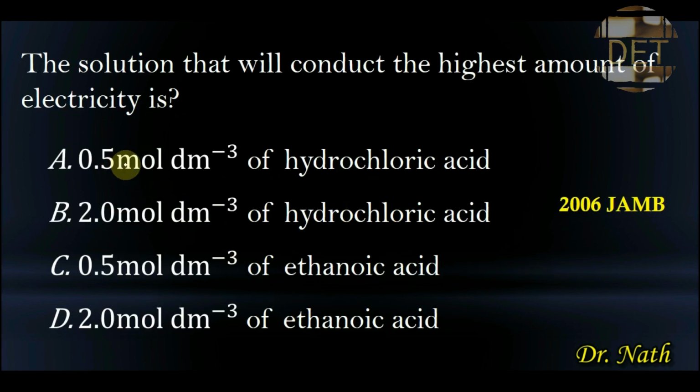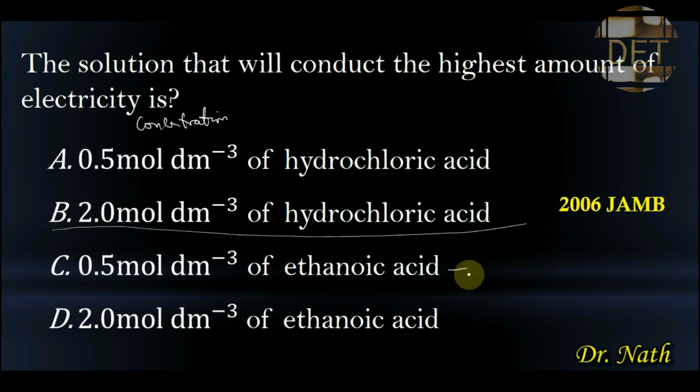Mole per dm³ is the unit for concentration of a compound. So like we said, the higher the concentration of the compound, the higher the electricity it will conduct. So the correct answer is option B. Remember, ethanoic acid is an example of a weak electrolyte, and so it will not conduct the same amount of electricity as hydrochloric acid will conduct.